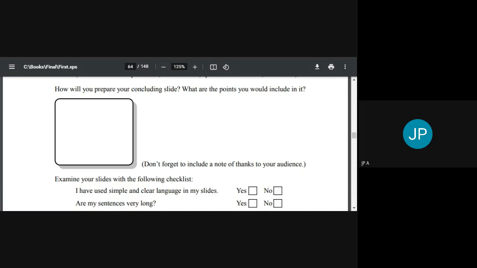We have to be very careful on presenting slides because slides should not create boredom on the audience. They should not be bored after listening to your presentation. So it should be interesting. How can we make our slides interesting to the audience? That is why it says examine your slides with the following checklist. I have used simple and clear language in my slides. Yes or no?